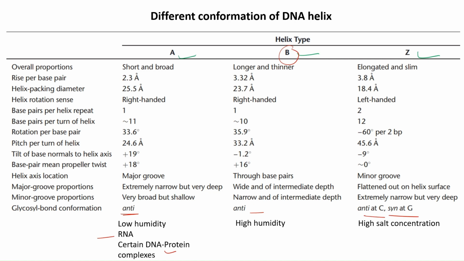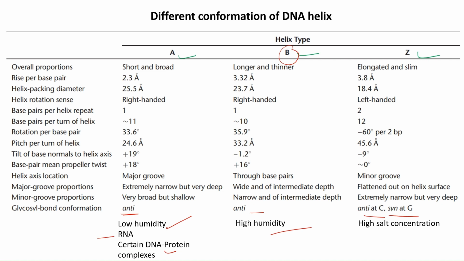takes the A form. When there is low humidity, the DNA takes the A form, or the A form is more prominent. In case of high humidity, which is normally the case in the cell because the cellular environment is aqueous, the DNA mainly takes the B form.